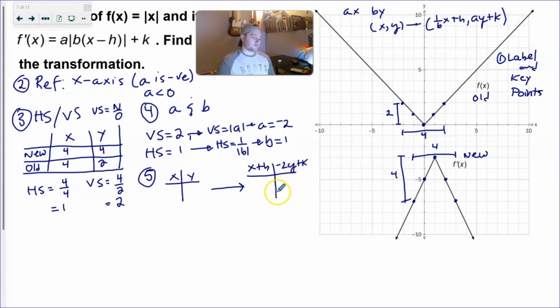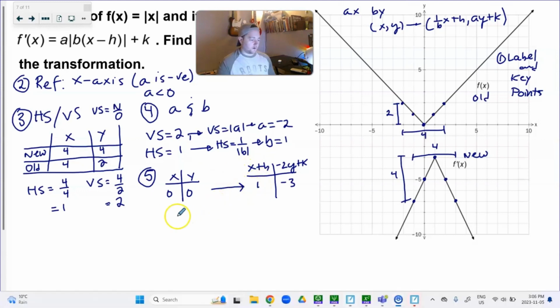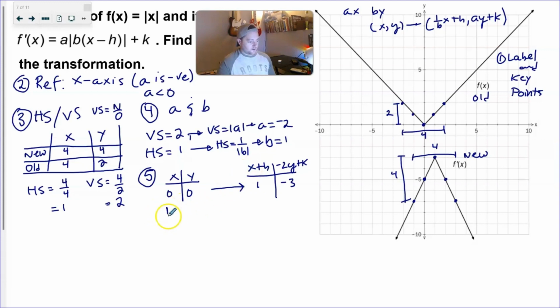Now the question is, how do we use this? So what we do is we pick a point. I'm going to pick (0, 0), because that seems like the easiest one to pick. Then I'm going to pick what that point turned into. That point turned into (1, -3). So this 0 is going into the mapping rule and out pops 1. I take this part of the mapping rule, x plus h, and put 0 in. So this is finding h. 0 plus h equals 1. So obviously the value of h is just 1.